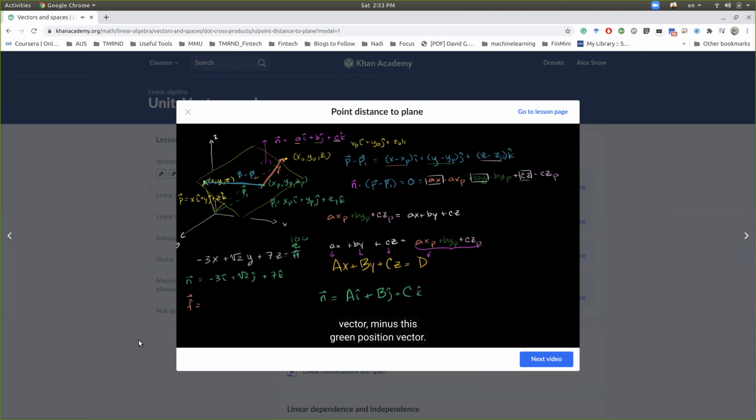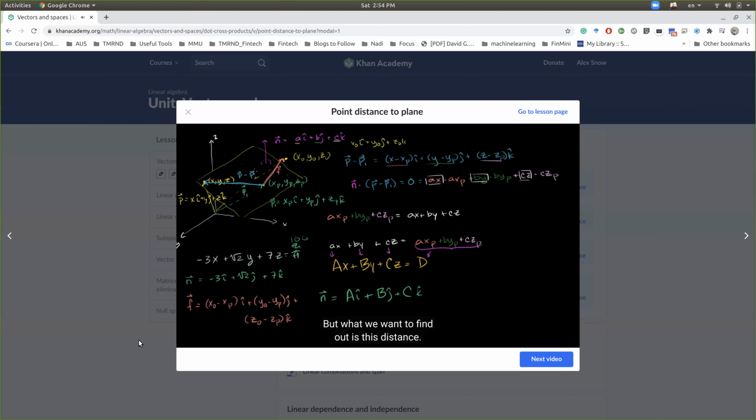So each of these coordinates, the x component is going to be the difference of the x coordinates, the y component is going to be the difference of the y coordinates. It's going to be x naught minus x sub p times i, plus y naught minus y sub p times j, plus z naught minus z sub p times k. So fair enough. That's just some vector that comes off of the plane and onto this point.